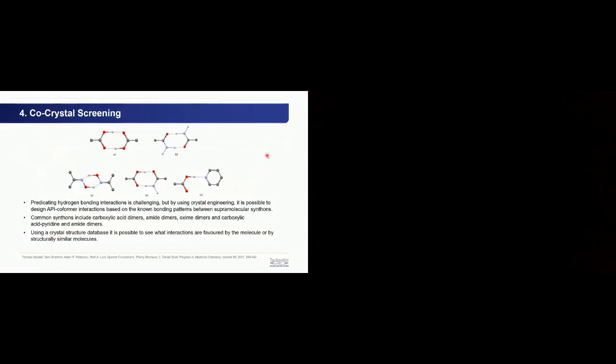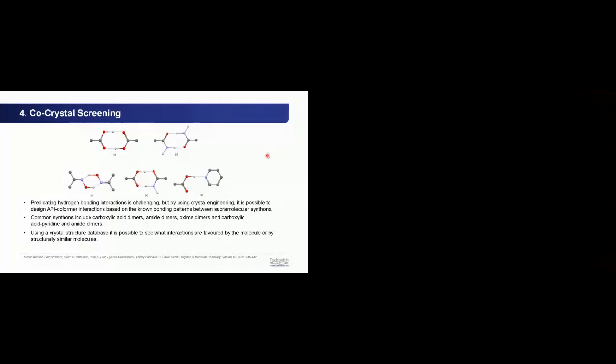So how might you go about designing and conducting a co-crystal screen? Predicting the bonding interactions is currently very challenging. There's no software that will allow you to do this. But using crystal engineering and a database of crystal structures, something like the CCDC, you're able to look at what bonding patterns and motifs exist within that molecule. That can be a strong indicator as to what bonding patterns could be used, and then co-formers could be used to recreate those bonding patterns.